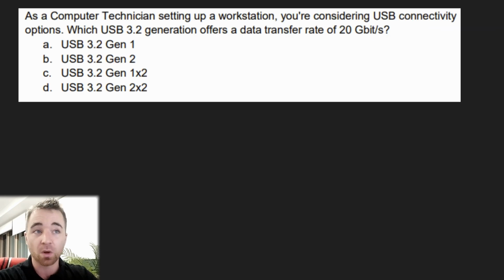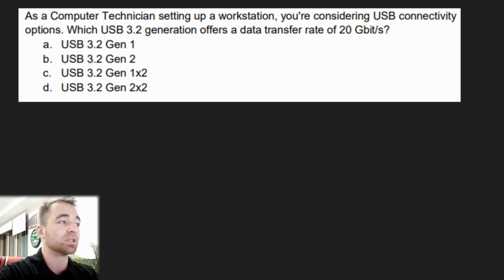Next question. This one reads, as a computer technician setting up a workstation, you are considering USB connectivity options. Which USB 3.2 generation offers a data transfer rate of 20 gigabits per second? A, USB 3.2 Gen 1, B, USB 3.2 Gen 2, C, USB 3.2 Gen 1 times 2, or D, USB 3.2 Gen 2 times 2.